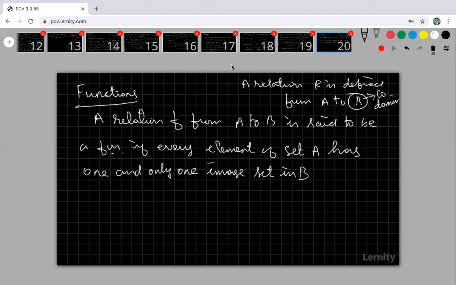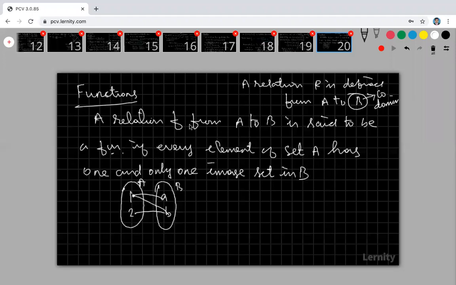Yeah, please wait for a few seconds. I'm explaining what a function is. So now look at that. Suppose I am taking two sets, A and B. So this is set A, this is set B.